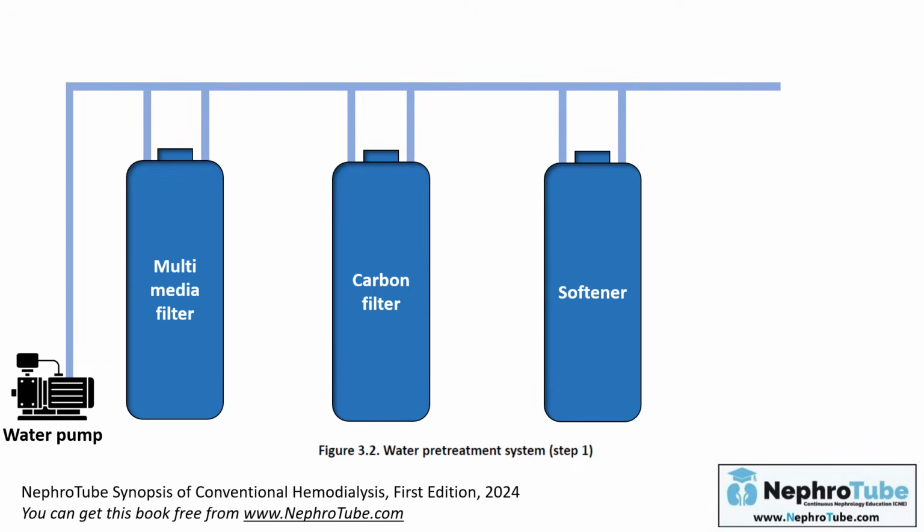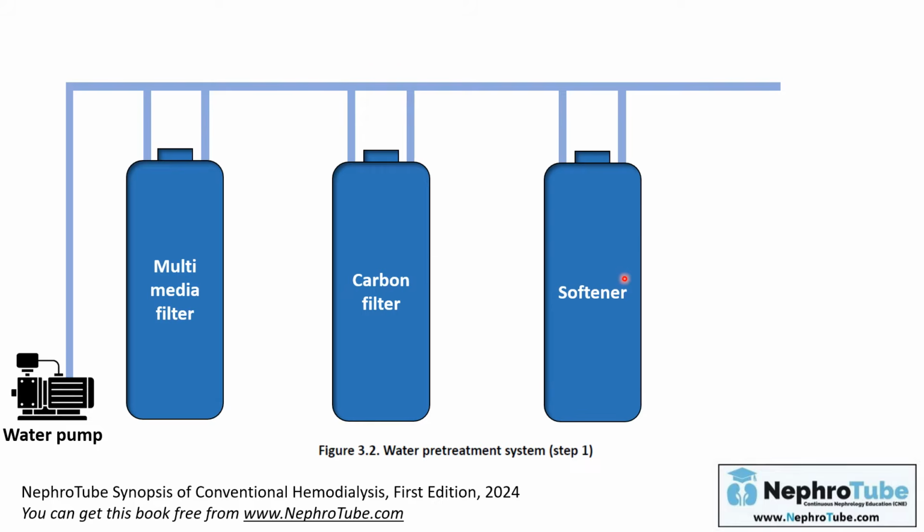The next step in the water pre-treatment system, which is step 1 in the water purification, is the water softener. The tap water is considered hard because it contains calcium and magnesium. It is important to remove calcium and magnesium from the water, because if they reach the RO membrane in the next step, they will also cause its fouling and damage it.